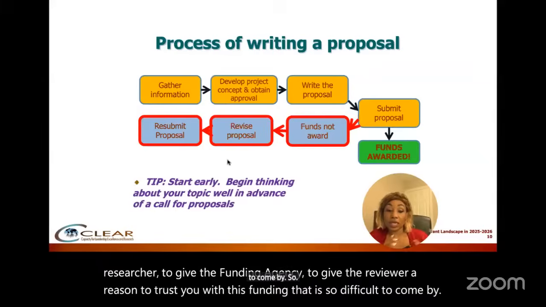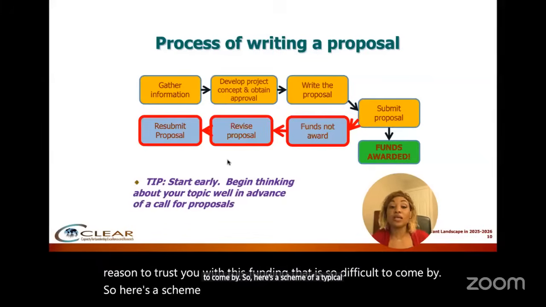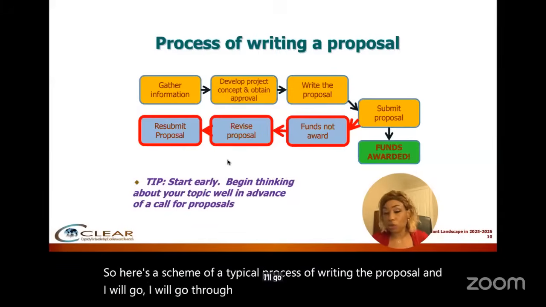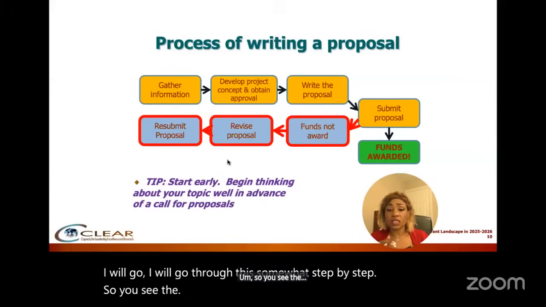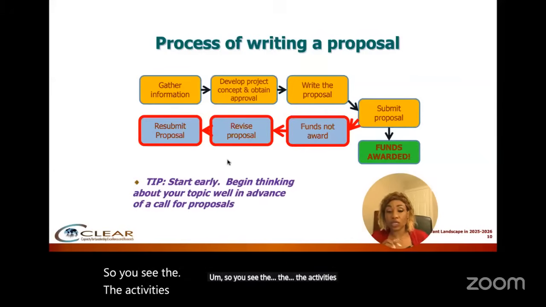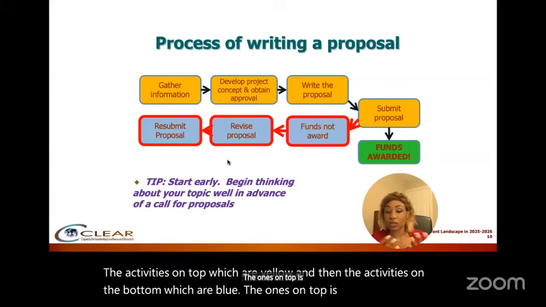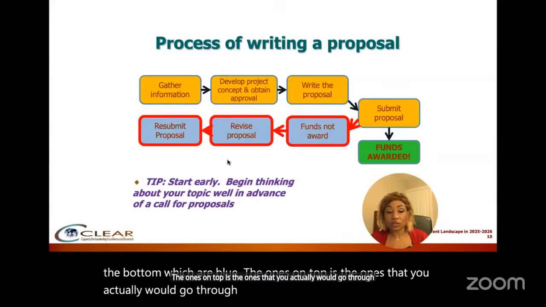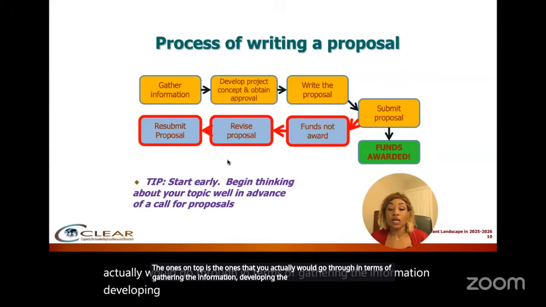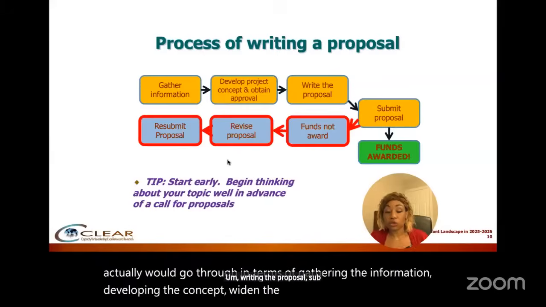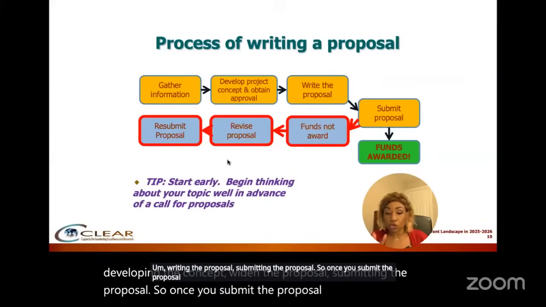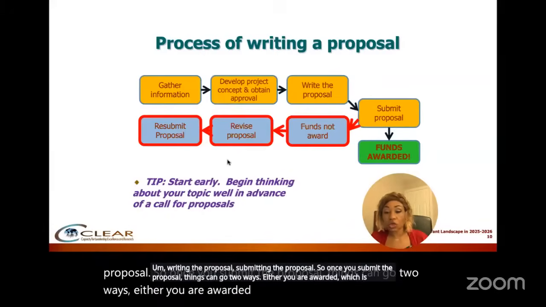So here's a scheme of a typical process of writing the proposal, and I'll go through this somewhat step by step. So you see the activities on top, which are yellow, and then the activities on the bottom, which are blue. The ones on top are the ones that you would go through in terms of gathering the information, developing the concept, writing the proposal, submitting the proposal. So once you submit the proposal, things can go two ways. Either you are awarded, which is what we're talking about, or you're not.